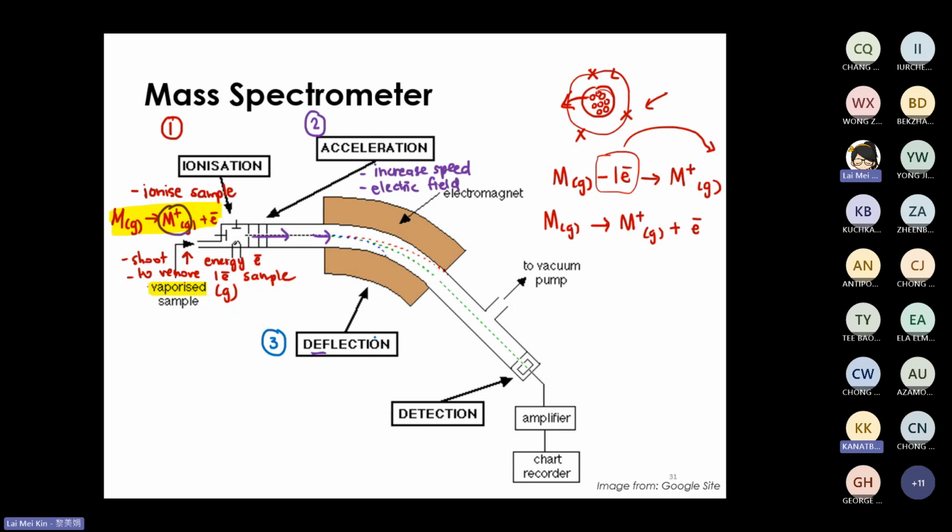The third stage is deflection. Deflection means I want to push them, deflect them. This deflection is according to, remember the word that you used just now, mass to charge ratio. We will go into this later. What is this mass to charge ratio? And my deflection is by using a magnetic field. Acceleration is by electric field. Deflection is by magnetic field.